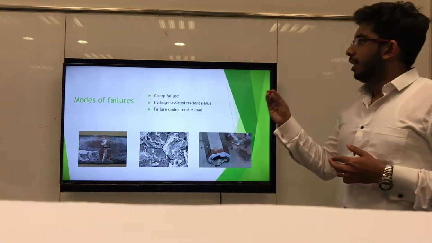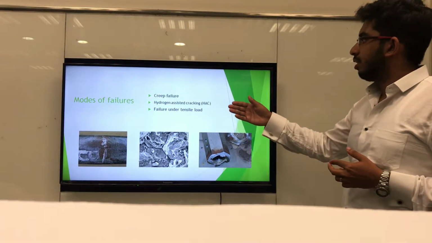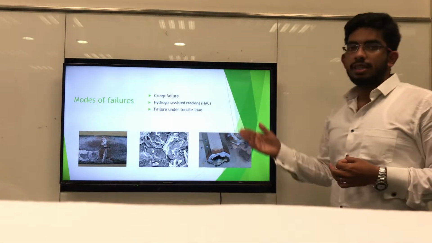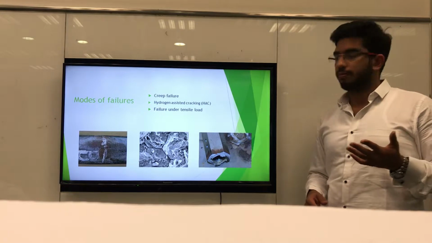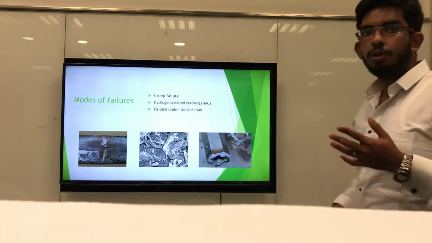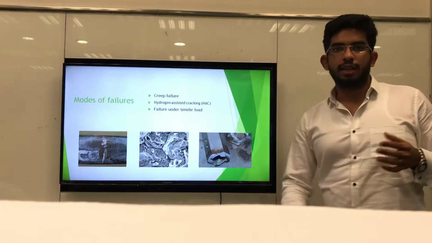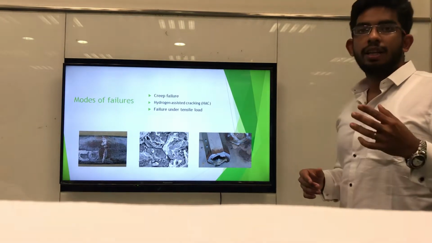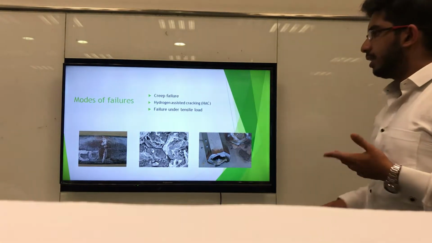The major modes of failure are creep failure, hydrogen assisted cracking, as well as failure under tensile loads. Creep failure is the growth of micro cracks leading to failure. It is due to subjecting the weld to multiple cycles, whereas hydrogen assisted cracking is mainly due to the presence of hydrogen inside the cracks.